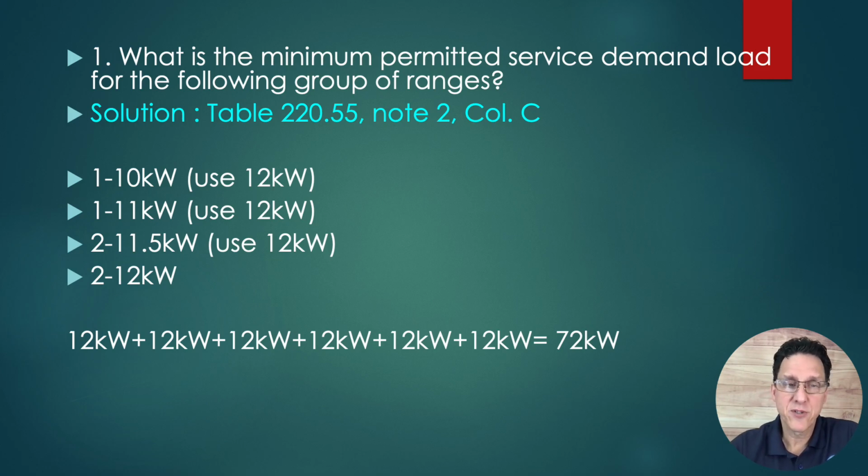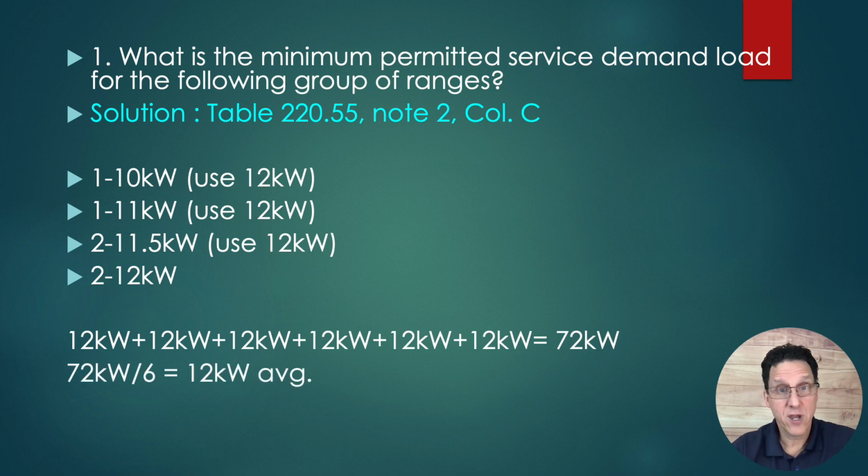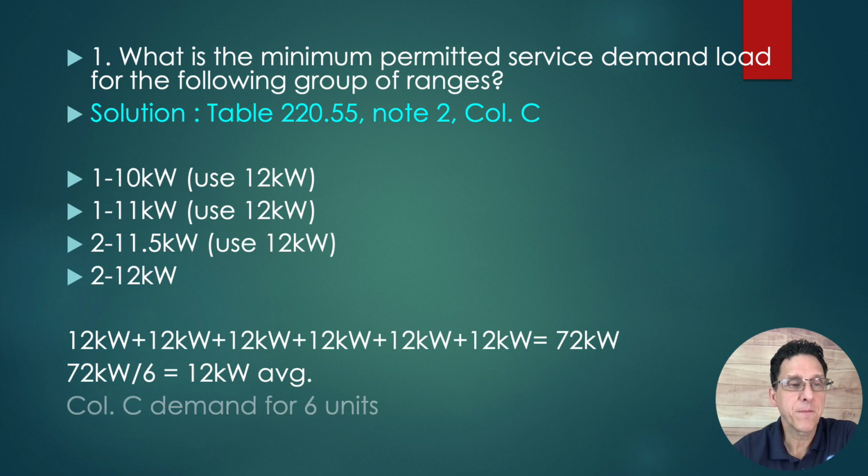We're going to substitute 12 kW for any nameplate less than 12 kW. So it's 12 plus 12 plus 12 plus 12, 6 of them. That's a total connected load of 72 kW, and it's pretty obvious the average is going to be 12, right? We have a 72 kW total divided by 6. The average is 12. So that means we can just read column C for this group, and that's it. We don't have to increase column C by anything.